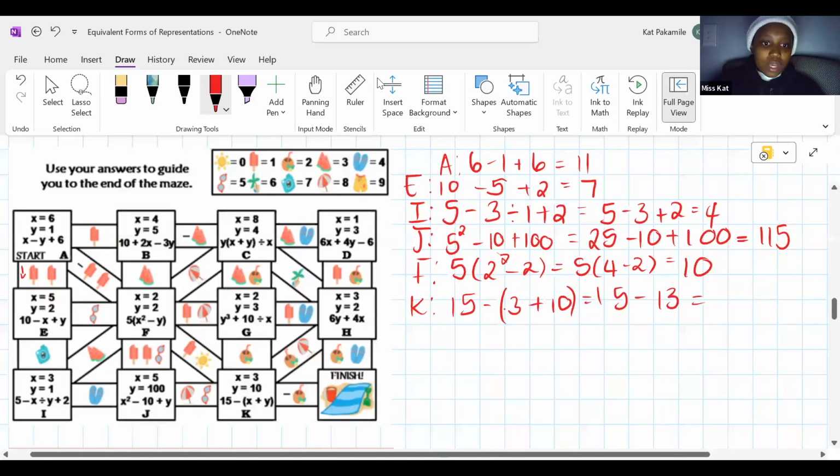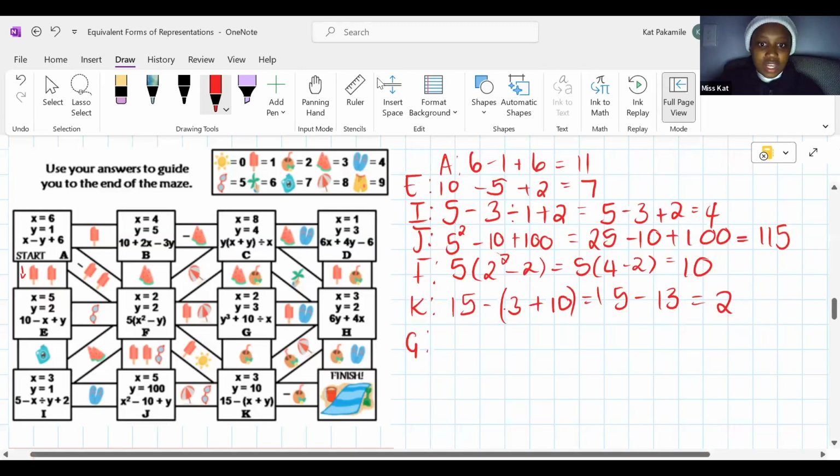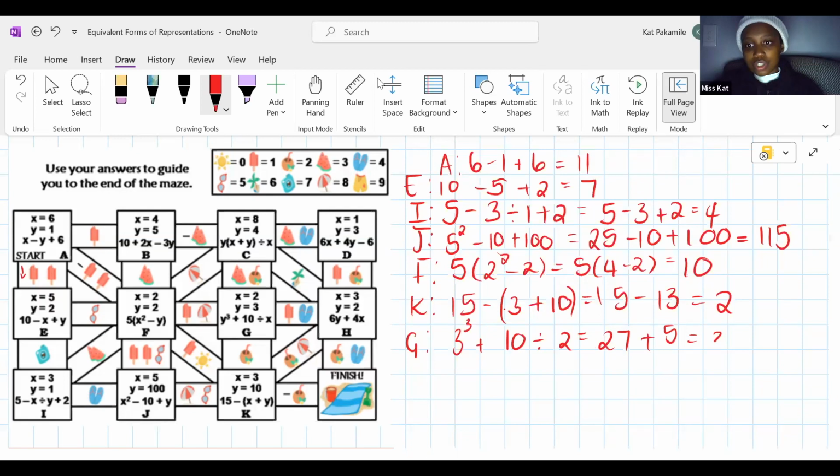Where are we going? Tell me which block we're going to. We're on K now. We're going to G. We're not finishing. That's going to be 3 cubed plus 10 divided by 2. So that's 27 plus 5, and that is 32. A 3 is a watermelon, and a 2 is a coconut. So we are going up to C. We're going to end up doing this whole maze.